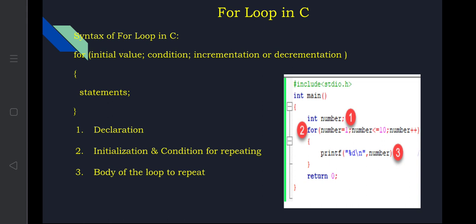And then line 3 is the body of the loop, which is the print number. So the for loop is an entry control loop. That's how the for loop works. As long as the condition is true, the for loop is executed. When it becomes false, it comes out of the loop.